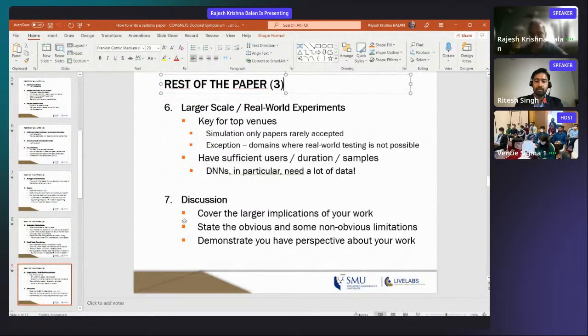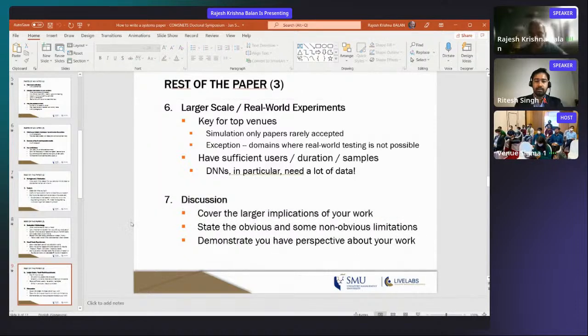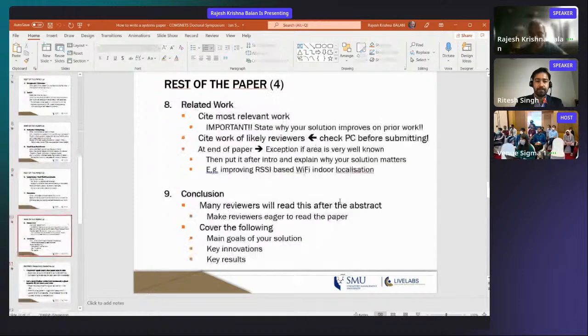Okay. Then have a discussion, explaining the larger implications. This is not that important, but you should have some discussion of putting your work into perspective. And this is where you can talk about things that break your system or you haven't covered, but you can at least talk about it, right? So the reviewers will at least say, okay, you understand, right?